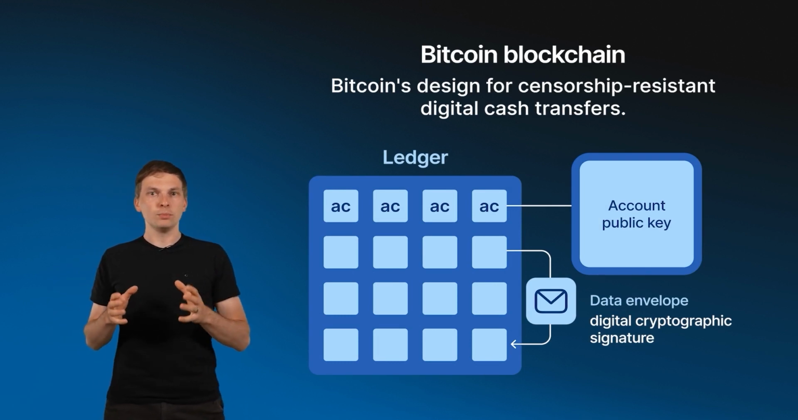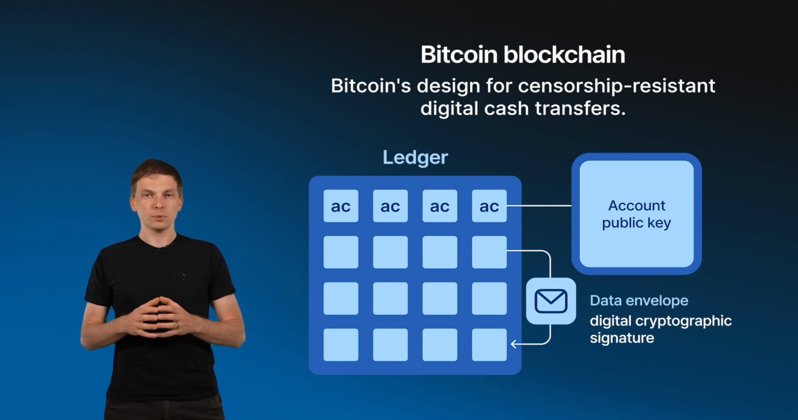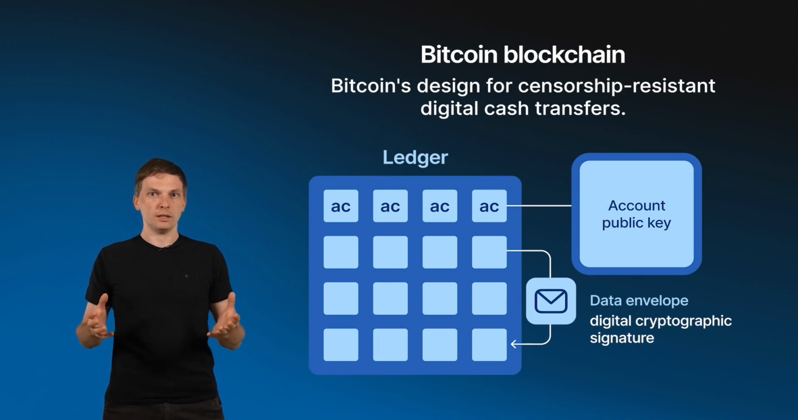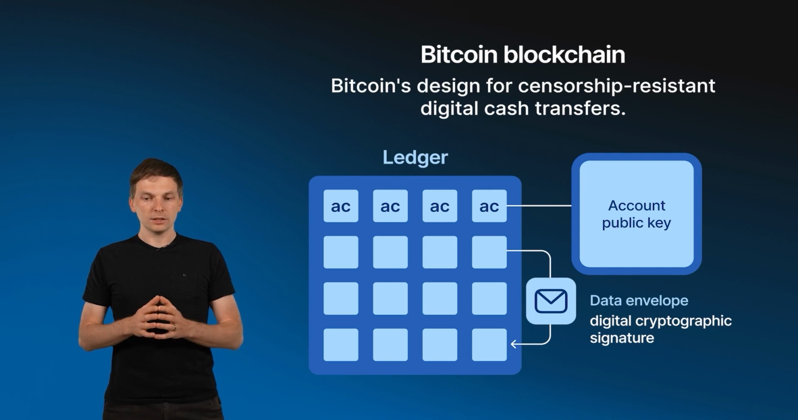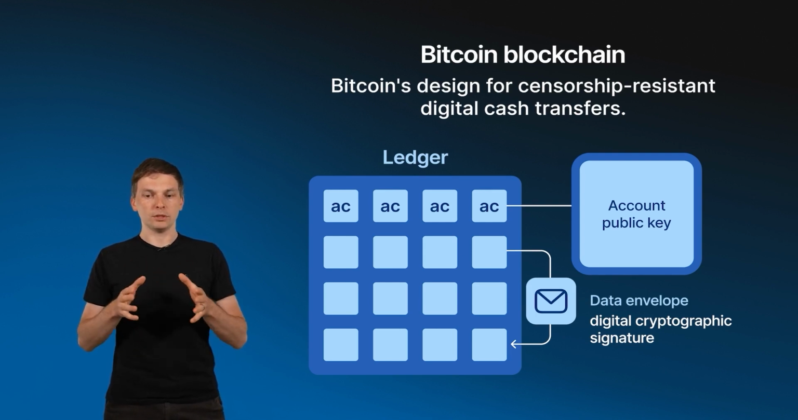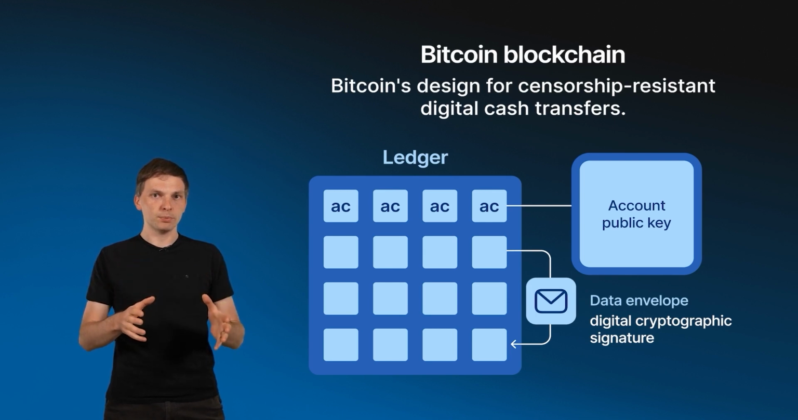Bitcoin was designed almost 14 years ago. This was the first cryptocurrency and the first blockchain that was ever created. It solves a very narrow problem and does it very well. And the problem it solves is censorship-resistant digital cash.